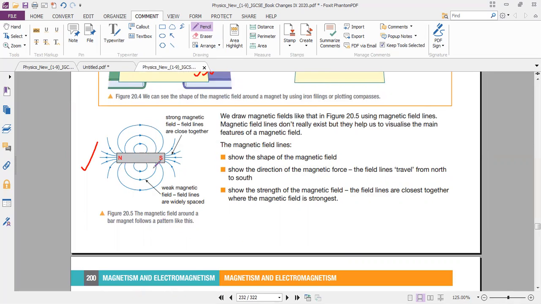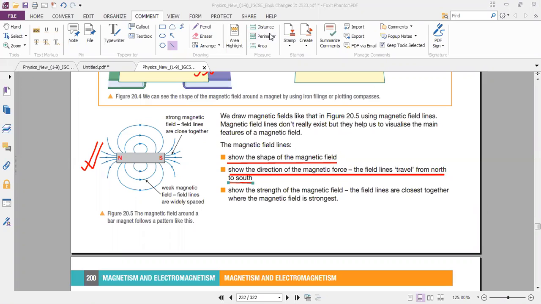It's a very important diagram. We must practice to draw it. It comes in the exam. And this magnetic field around a bar magnet has some properties. It shows the shape of a magnetic field. It shows the direction of the magnetic force traveling from north to south, and it shows the strength of the magnetic field also.